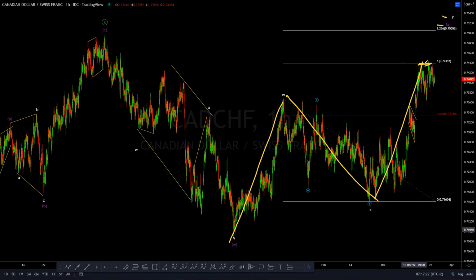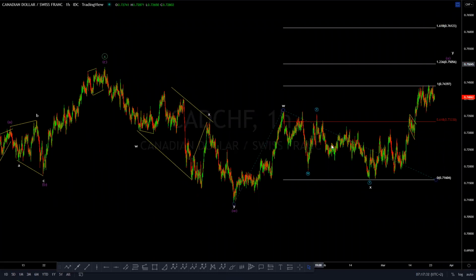Now, can we expect it to exceed 100% there? Can we expect it to reach 123.6? Ordinarily, yes, we would. Typically, we would expect that. We actually would even expect it to reach 161.8% there. But would that be the case? Can that be expected to be the case here?